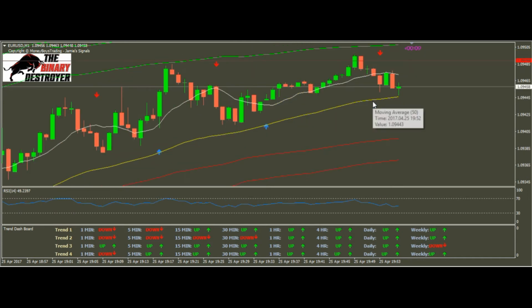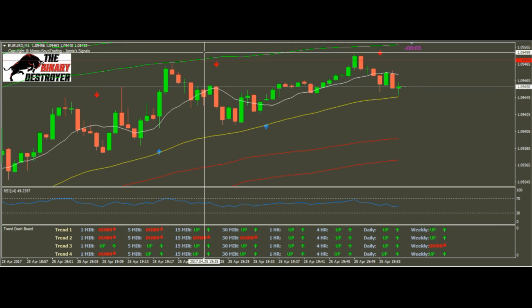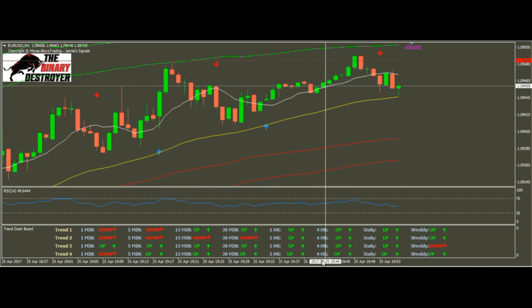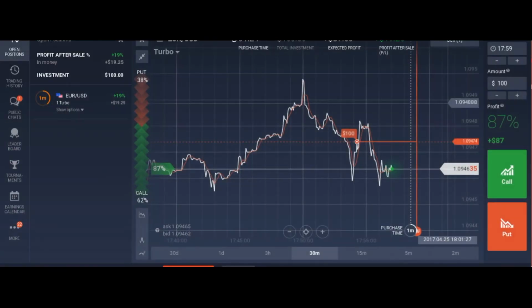What it looks like to me now is this is a 50 EMA. I've just added this in because one of the guys mentioned in the group. It looks like the price is going to bounce off the 50 EMA and carry on going back up. But yeah, 1 minute to go. It's nicely in the money.